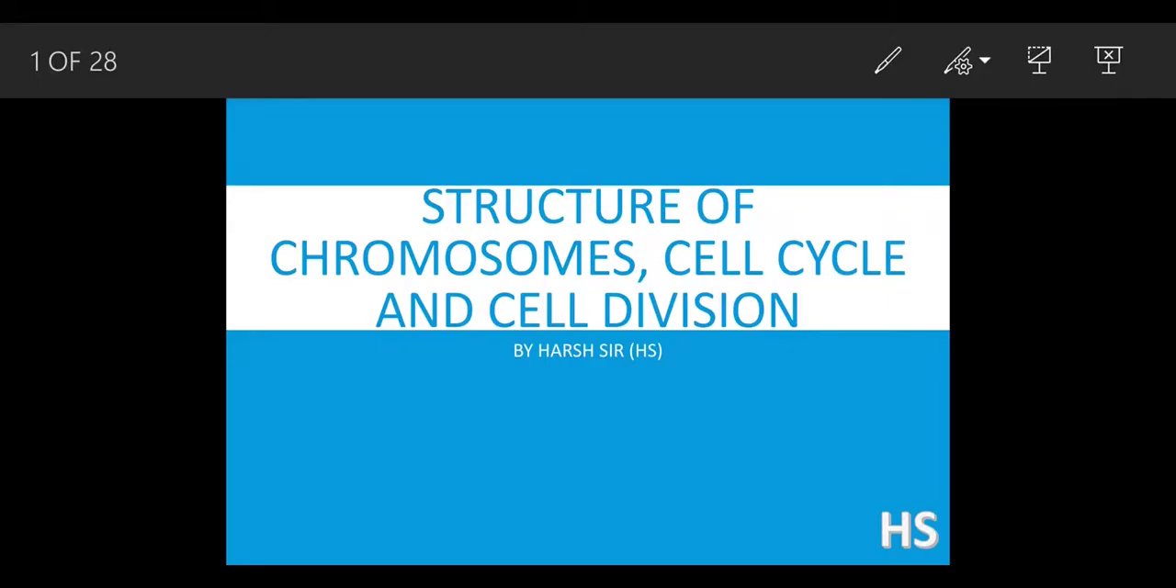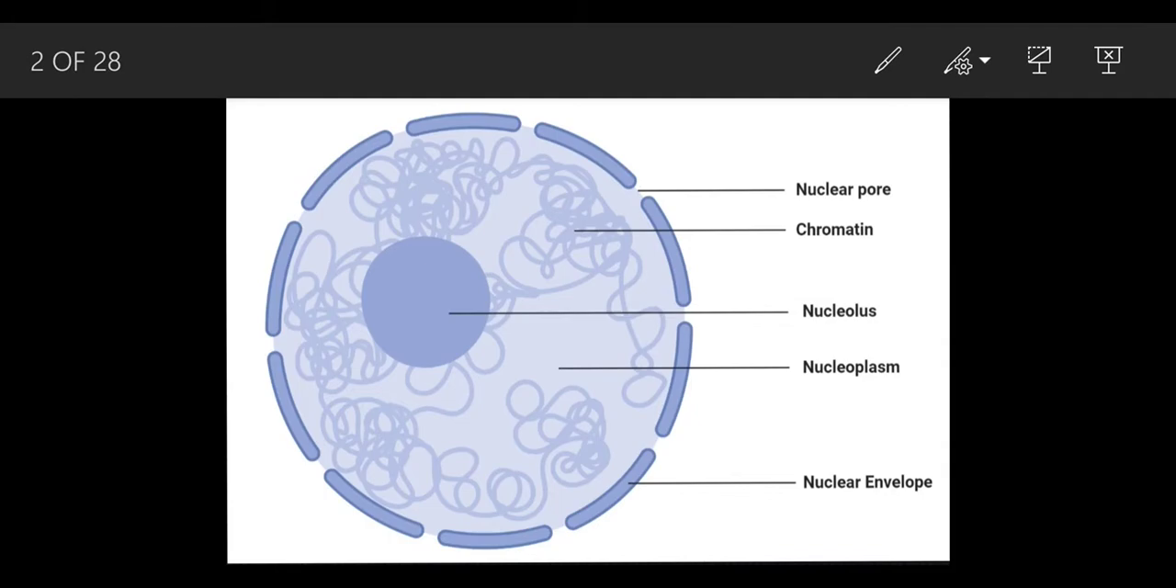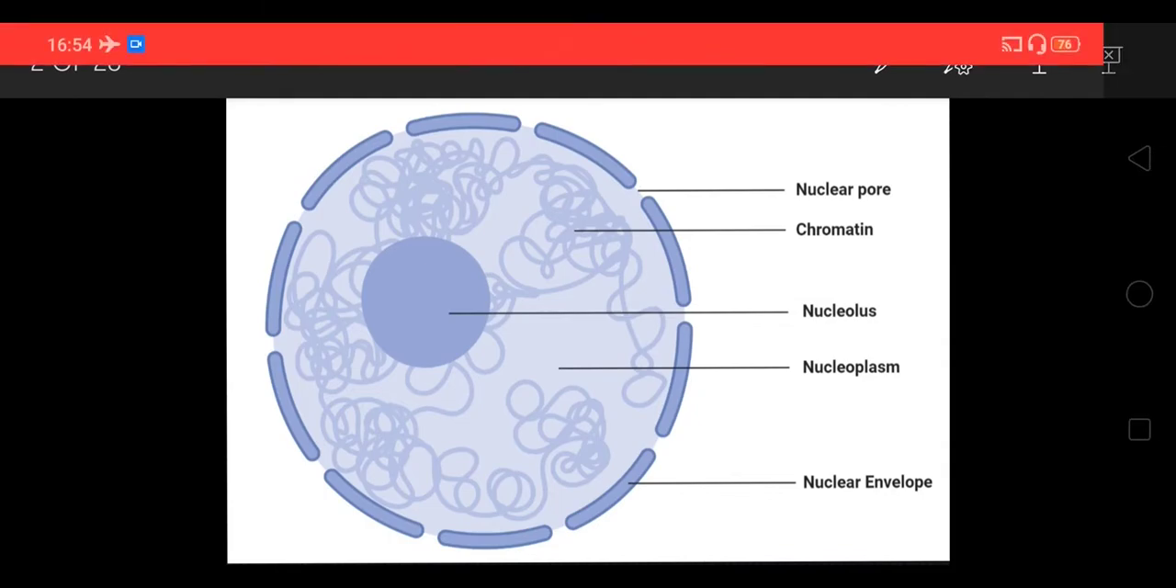Hello students, welcome to a new chapter in biology, that is the structure of chromosomes, cell cycle and cell division. The word chromosomes you have already studied in your 9th standard, but in this standard we are going to learn in detail. Before starting the structure, let's take a look at the chromosomes.